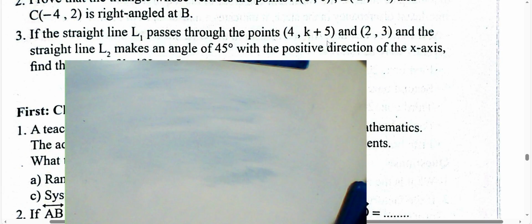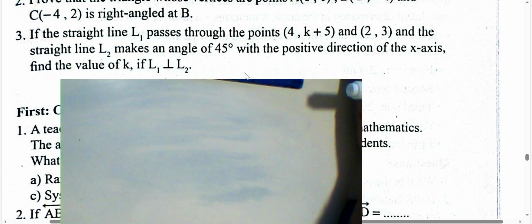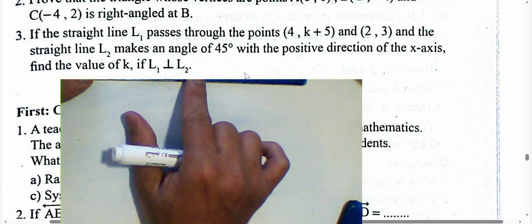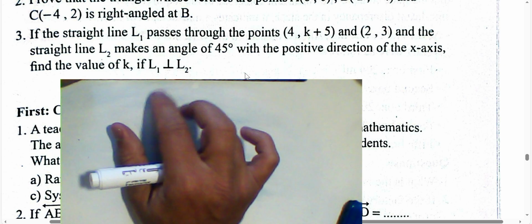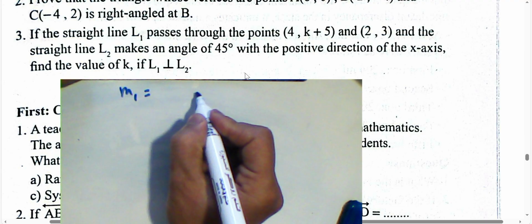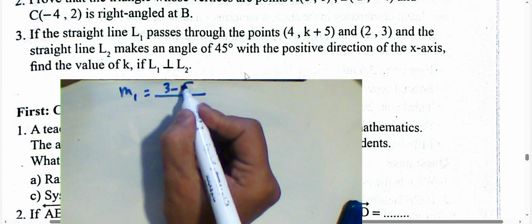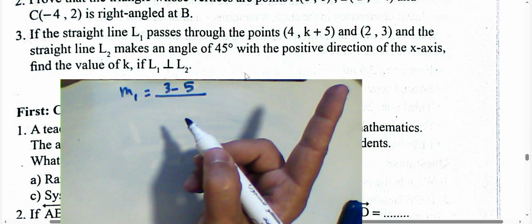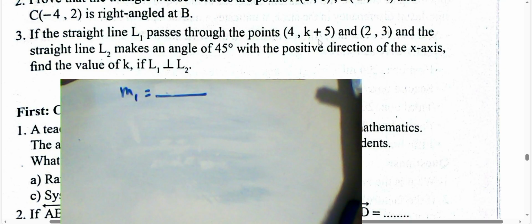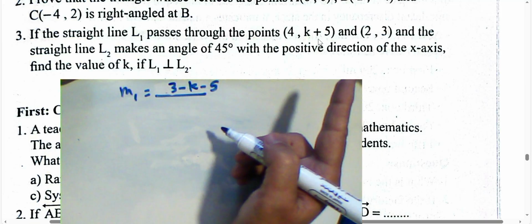Next, question number 3. A straight line L1 passes through 2 points. L2 makes an angle of 45 with the positive direction of the x-axis. Find the value of k if L1 is perpendicular to L2. Okay, we have perpendicular, it means slope 1 times slope 2 equals negative 1. Then we can find the slope 1, y2 minus y1 over x2 minus x1. Here we have k plus 5. Look at here, 3 minus k minus 5 over 2 minus 4.